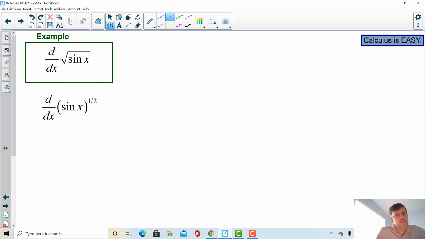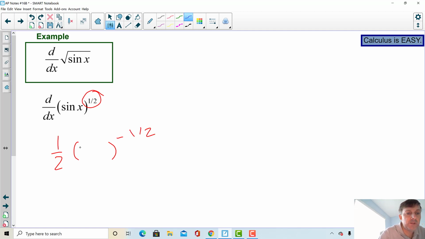Okay, this one is just an example where you have to rewrite it. Remember, square root is a power of 1/2. So we'll have to bring the 1/2 down, and the new power is going to be 1 less. So 1/2 minus 1 is negative 1/2. Now the inside was sine of x. So because it wasn't just an x, we need to do the derivative of sine of x. And that's cosine of x.